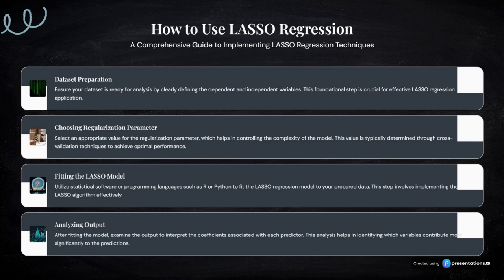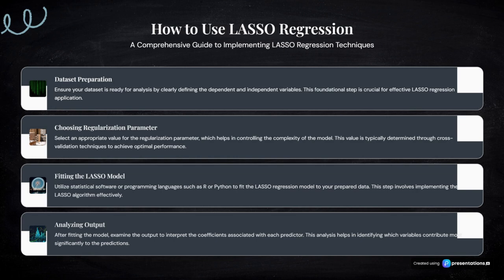Step 2 is choosing the regularization parameter. Select the appropriate value for the regularization parameter, which helps in controlling the complexity of the model. This value is typically determined through cross-validation techniques to achieve optimal performance.